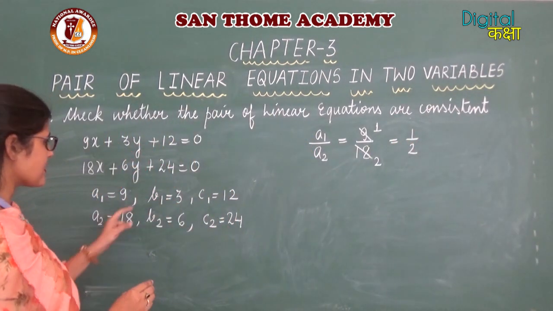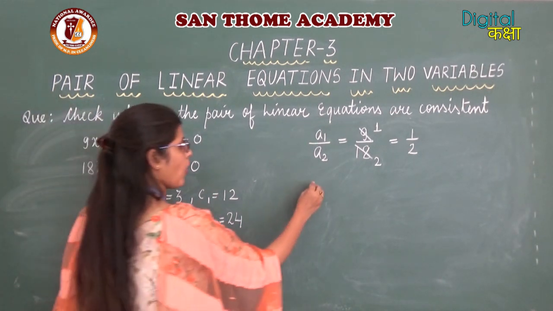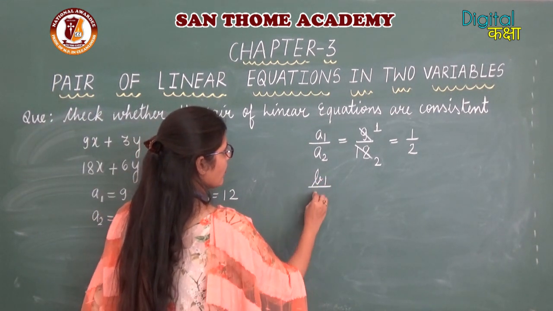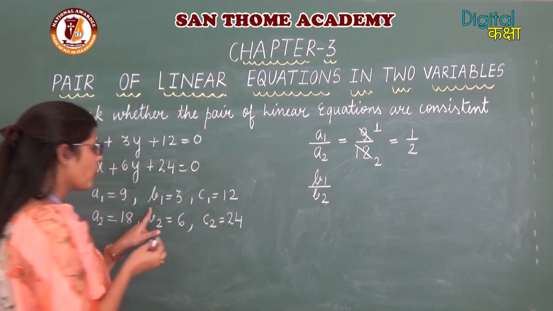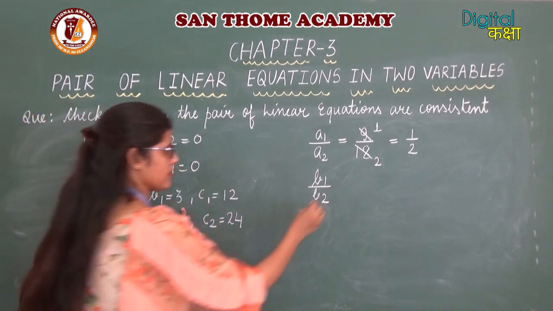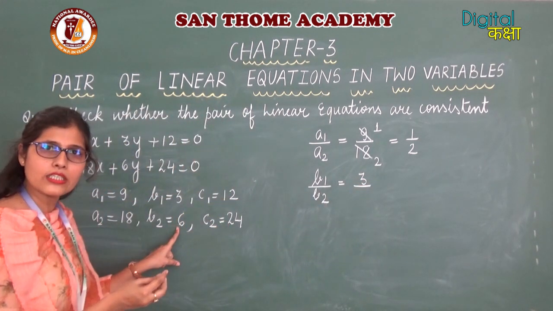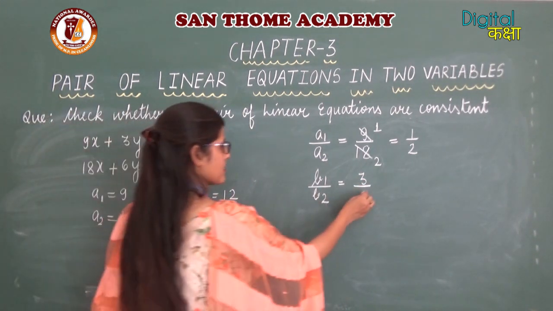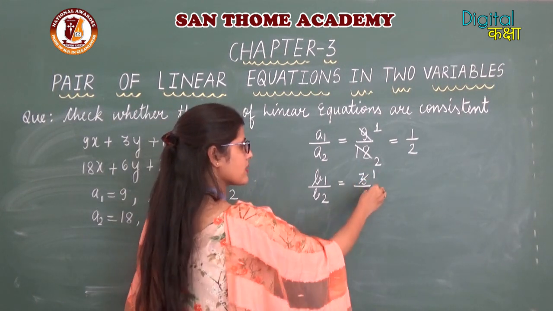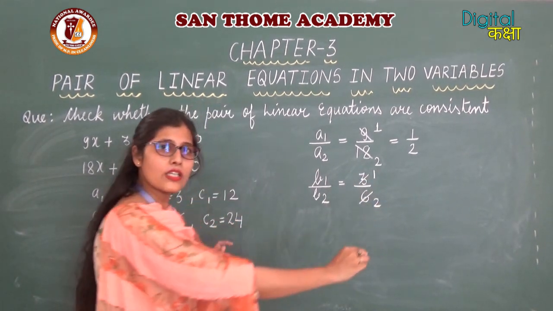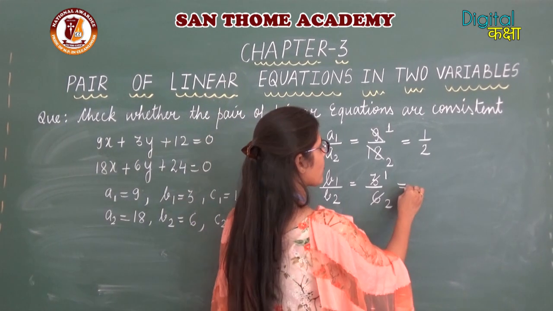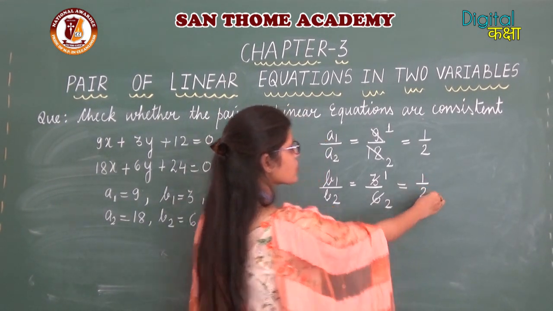In the second case, we have to take the ratio of b1 upon b2. What is the value of b1? 3. I will be writing in the numerator 3 and in the denominator I will be writing 6. Again I will divide it by 3. 3 ones are 3. 3 twos are 6. It will be equal to 1 upon 2.